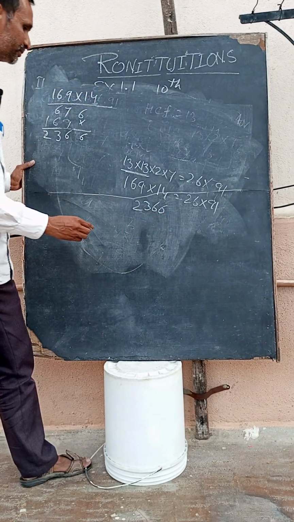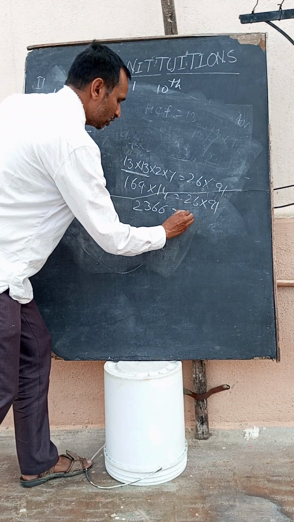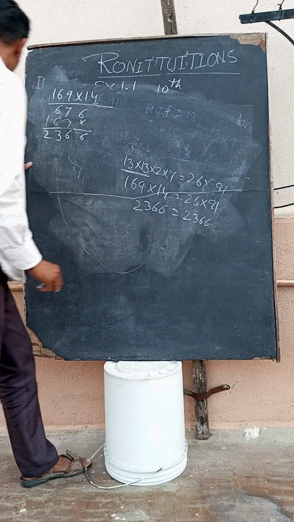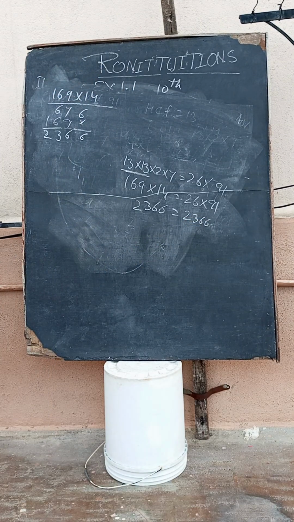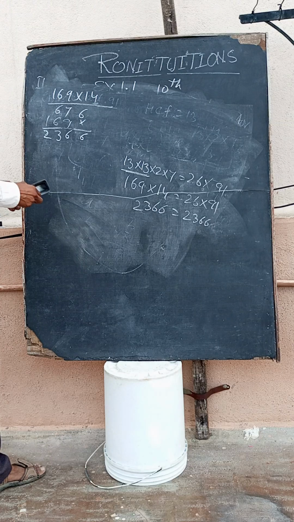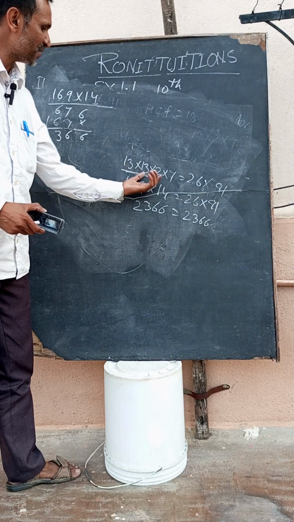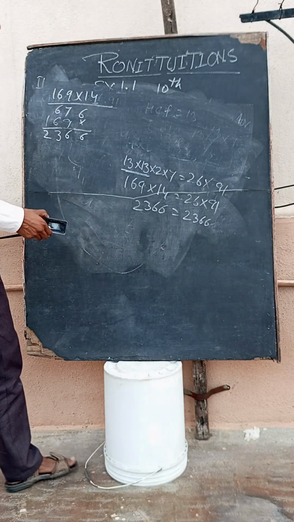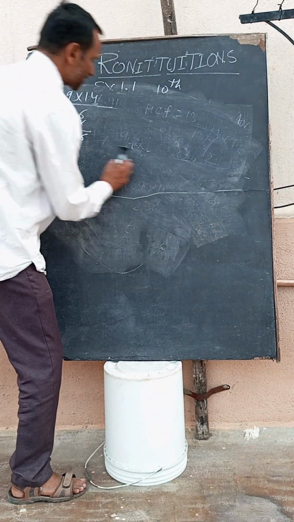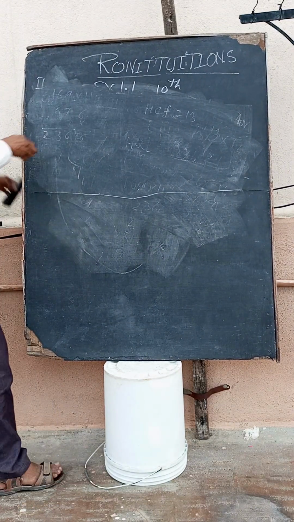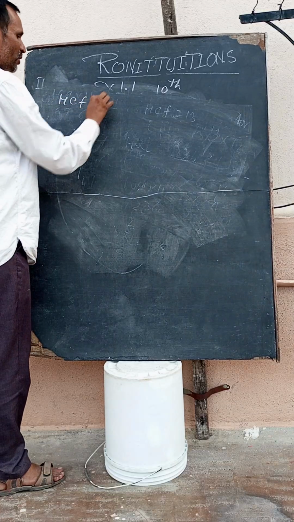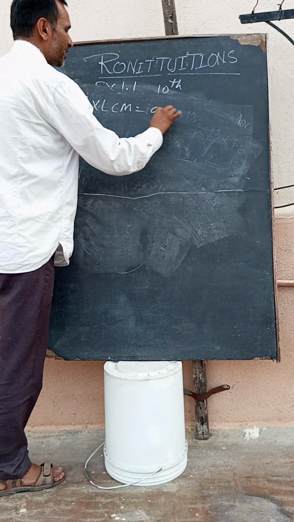Then this side also will come 2366 only. Like that, verification will happen. If all numbers are multiplied, then it will come the same only. If you multiply it, this is HCF into LCM. Otherwise, it can be done like this also. One more time, the HCF into LCM is equal to A into B.